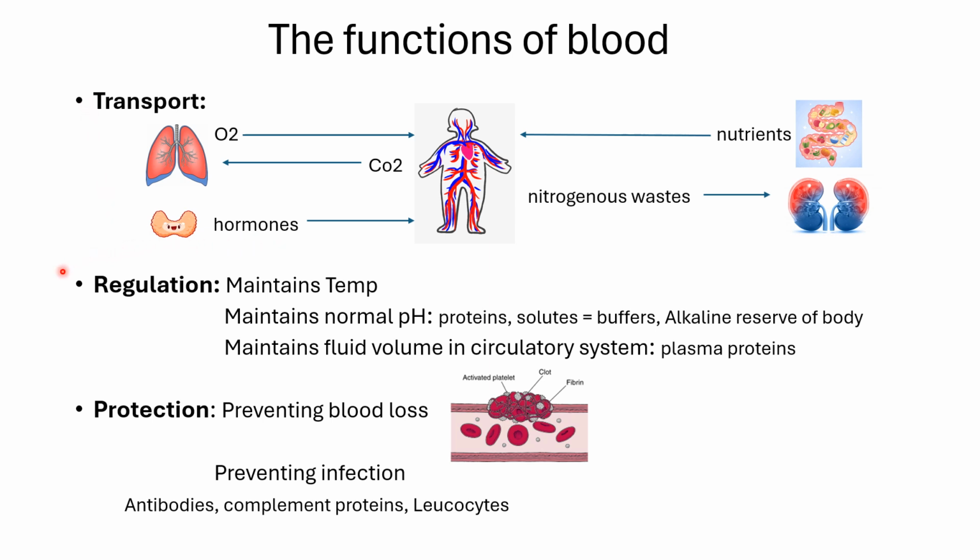And then the second important function of blood is regulation. It maintains the temperature of the body. It also maintains the normal pH. The pH of the blood is maintained in a specific range, between 7.35 and 7.45. And why do we need that pH? Because if the pH is too low, the proteins will be denatured. Okay, because blood contains many substances.